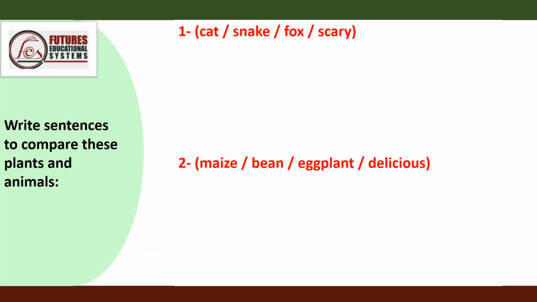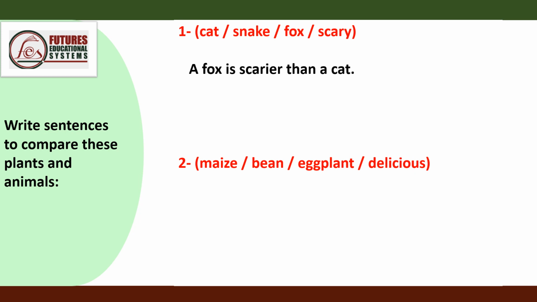Write sentences to compare these plants and animals. Number 1, we have cat, snake, fox, and scary. How can we compare them? A fox is scarier than a cat. Of course, the cat is a pet. It's a small, cute animal. So the fox is scarier.